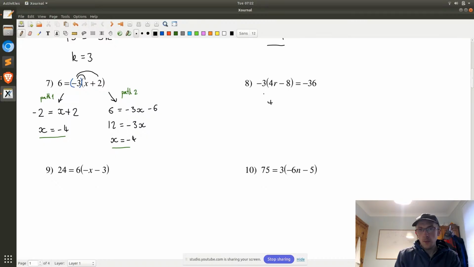So 4r take 8 equals, what's -36 divided by -3? That would be 12. Then add 8 to both sides, so 4r equals 20. Then divide both sides by 4, so r equals 5.